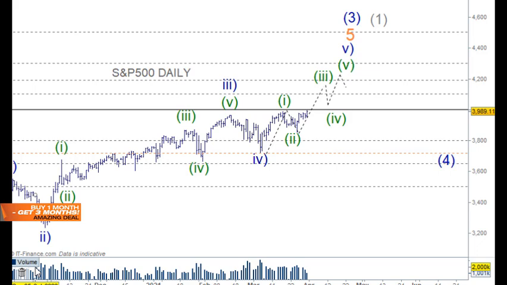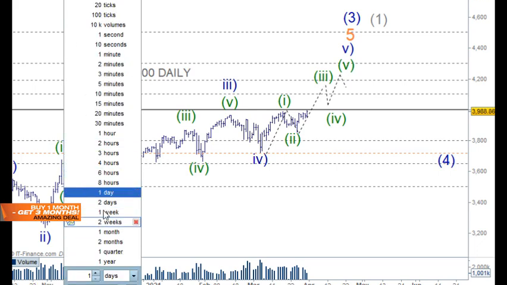So with the S&P 500, everything's going pretty much according to plan here. Now we're looking at this top area up here. After we've got wave four here, we're looking for one and two and three and four and five up here for five of three or one here. So this wave three here in the bigger picture would look like this.